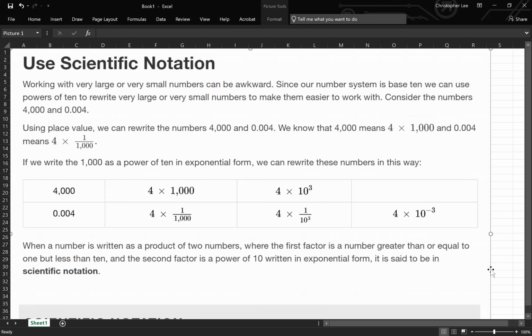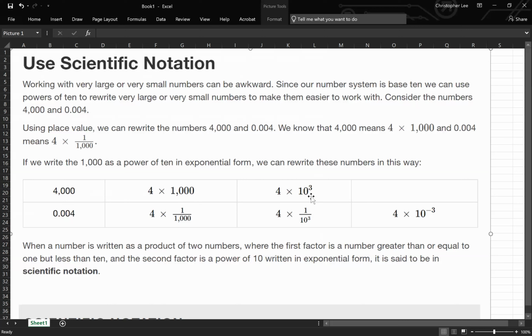Consider the numbers 4,000 and 0.004, right? Using place value, we can rewrite them. We know that 4,000 means 4 times 1,000, and 0.004 means 4 times 1 over 1,000. That's 4 thousandths, right? If we write the 1,000 as a power of 10 in exponential form, we can rewrite these numbers this way. So 4,000 becomes 4 times 1,000. 1,000 can be written as 10 to the third power. So 4 times 10 to the third power.